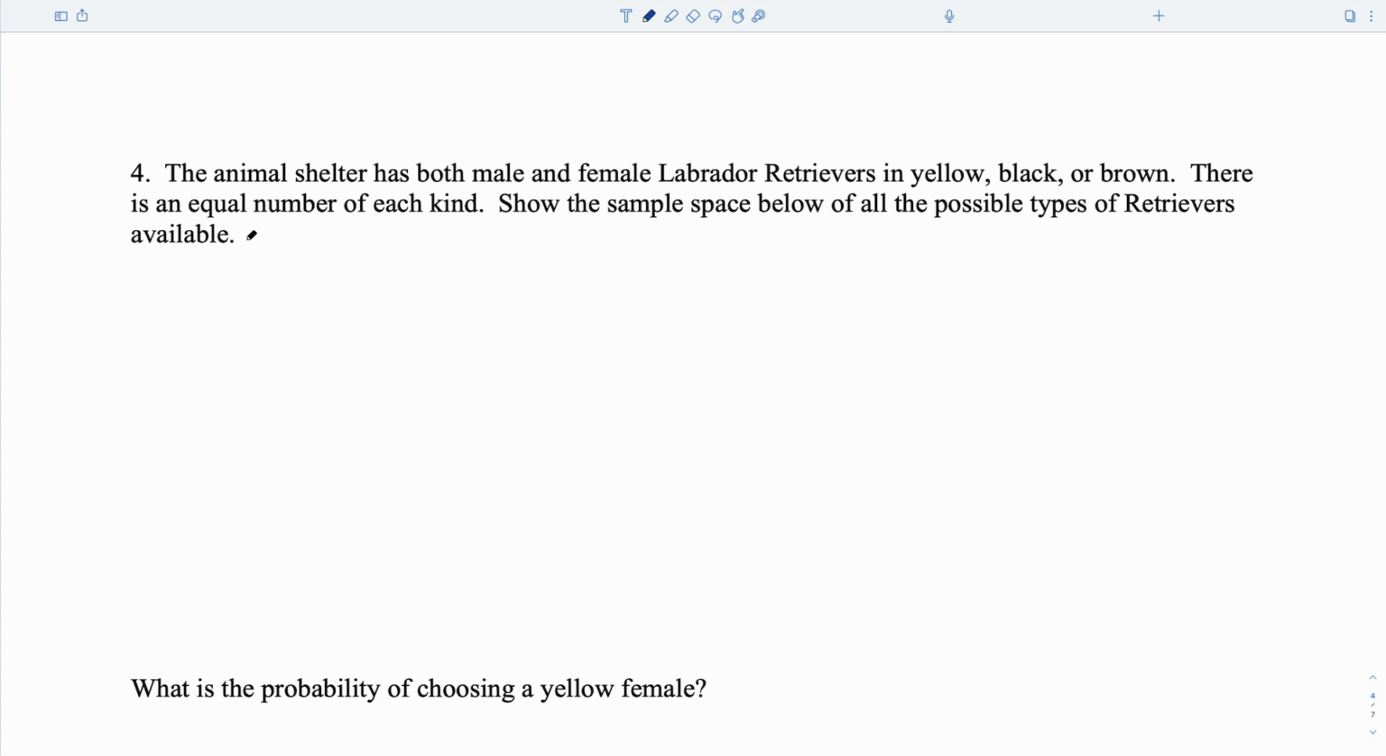Turn and talk to your partner. What letters go on the top of my tree diagram? Go. 3, 2, 1. Grant, what are you and Josh thinking? What letters go on the top? Yeah, the male and female are the 2 types, M and F.